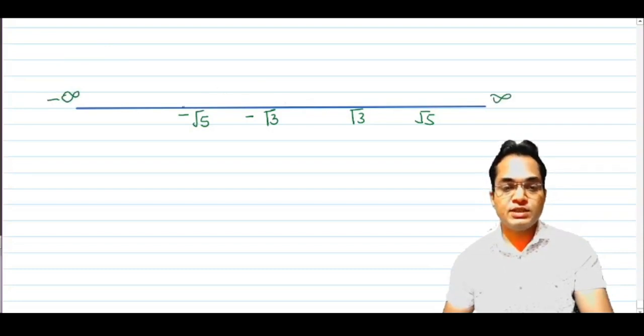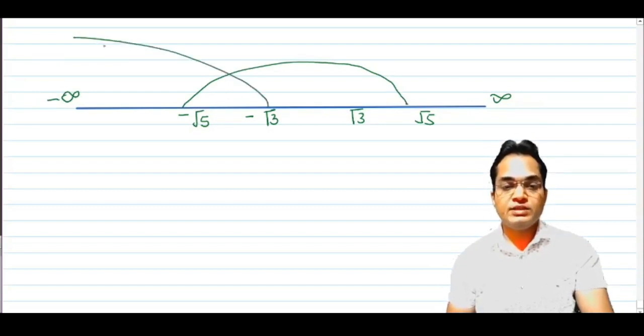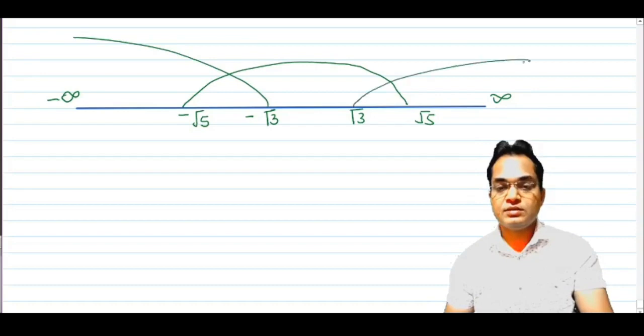The answer of the first case is this, from -√5 to √5. And the answer of the second case is this, -infinity to -√3 and √3 to infinity. What is the intersection? Your intersection is this.